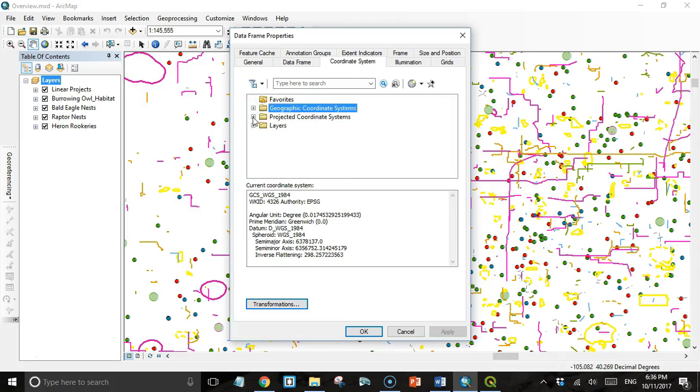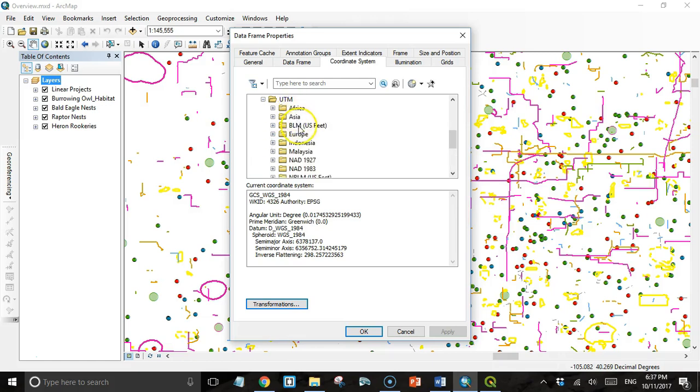Projected coordinate systems, however, are a little bit more complicated. In ArcGIS, they're divided up into categories like the national grids, state plane, which is commonly used in the United States, especially by local governments. Each state, or at least the bigger states, are divided up into several different grids, each with their own standard northing and easting. Another very common one is UTM.